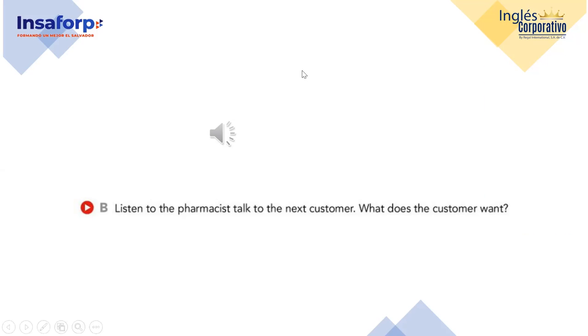Page 81. Exercise 8, Part B. Listen to the pharmacist talk to the next customer. What does the customer want? Excuse me. Yes, how can I help you? What do you suggest for a headache? Well, you should take some pain medication, and it's important to see a doctor if it doesn't go away. Oh, and where is the pain medication? Right over there, near the door. Thanks a lot.